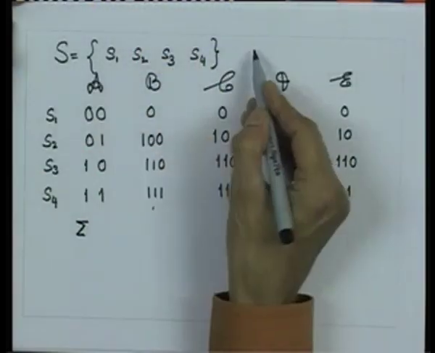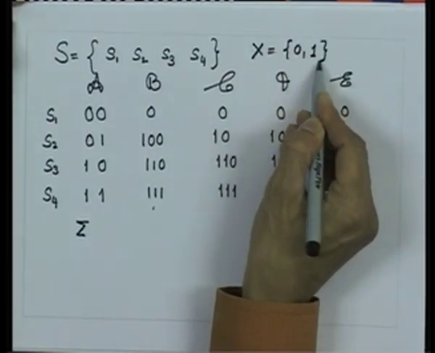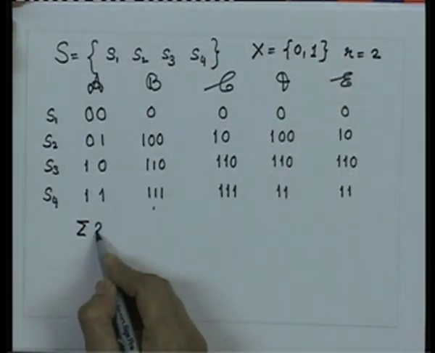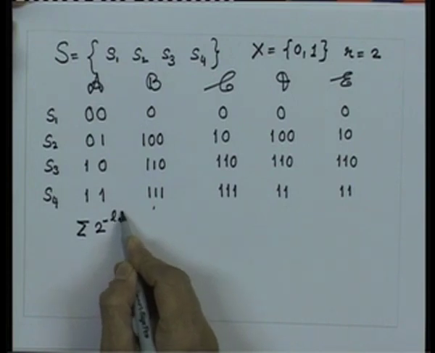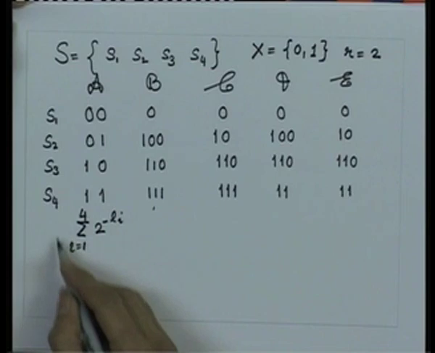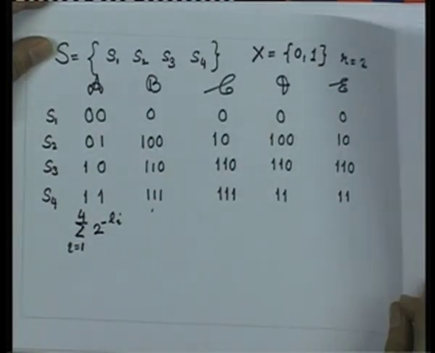Let me take a simple example to explain this. Now, we will try to evaluate the Kraft inequality for each of these 5 codes. Since our alphabet in this case is binary, the value of R is equal to 2. So, the Kraft inequality becomes the sum of 2 to the power minus Li, i going from 1 to 4. Let us evaluate this expression for each of these codes.